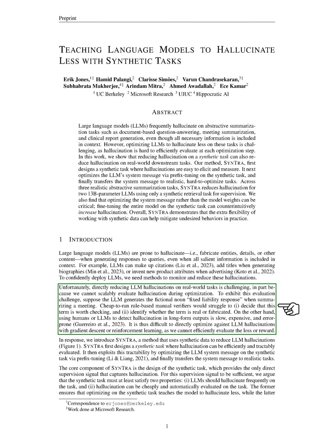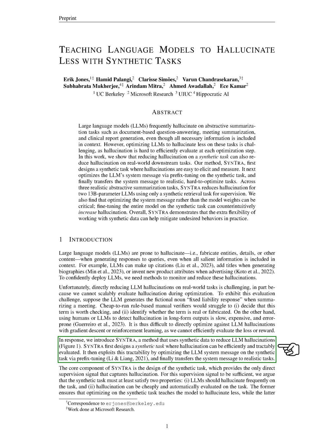Let's say a model invents a term like "fixed liability response" when it's summarizing a meeting. It would be difficult for a simple rule-based system to decide whether this term is worth checking and whether it's real or made up. And if we try to use humans or other LLMs to check for hallucinations in long pieces of text, it's slow, costly, and prone to errors. So, we can't easily use traditional machine learning techniques like gradient descent or reinforcement learning to reduce hallucinations, because we can't efficiently calculate the loss or reward.